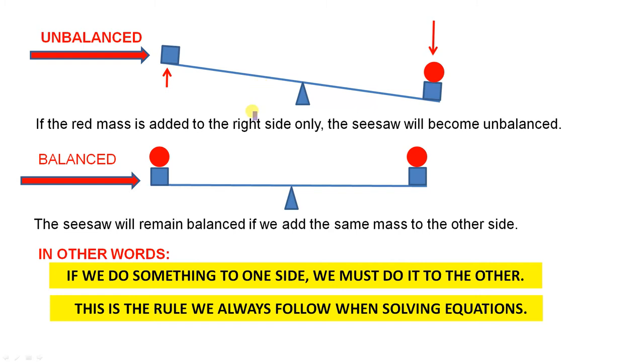So here, if the red mass is added to the right side only, the seesaw will become unbalanced. So there's the red mass, it's pushing down, so the seesaw is unbalanced, that is, it's not level. To keep the seesaw balanced, you have the same mass on each side. So the seesaw will remain balanced if we add the same mass to the other side. In other words, if we do something to one side, we must do it to the other. This is the rule we always follow when solving equations.